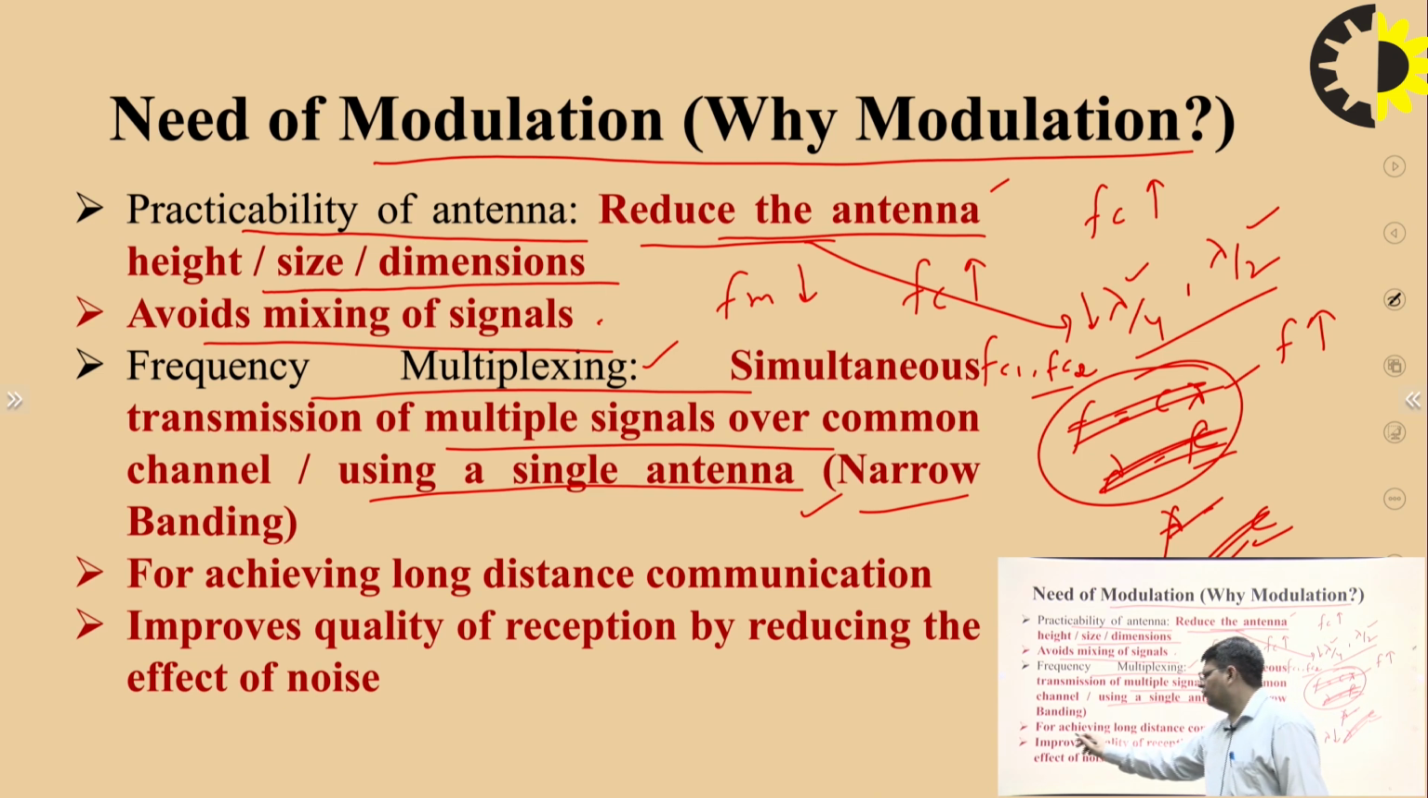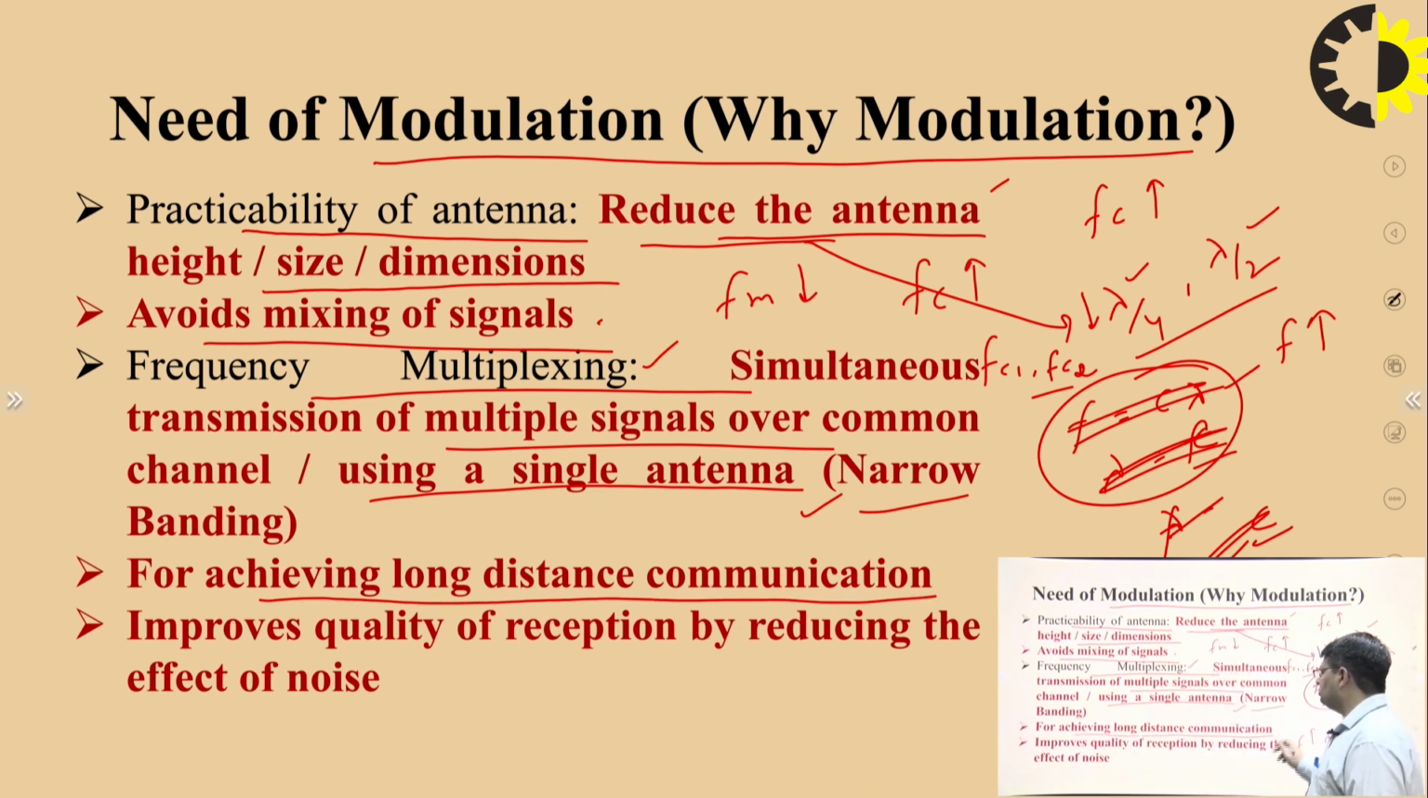Another is for achieving long distance communication. We know that the power of the signal is directly proportional to its frequency. So the more the frequency of the signal, the more the power, and it will cover a longer distance. If we transmit the message signal directly, then the frequency is low, so it will not cover a long distance. So in applications where long distance communication is required, modulation is a must.